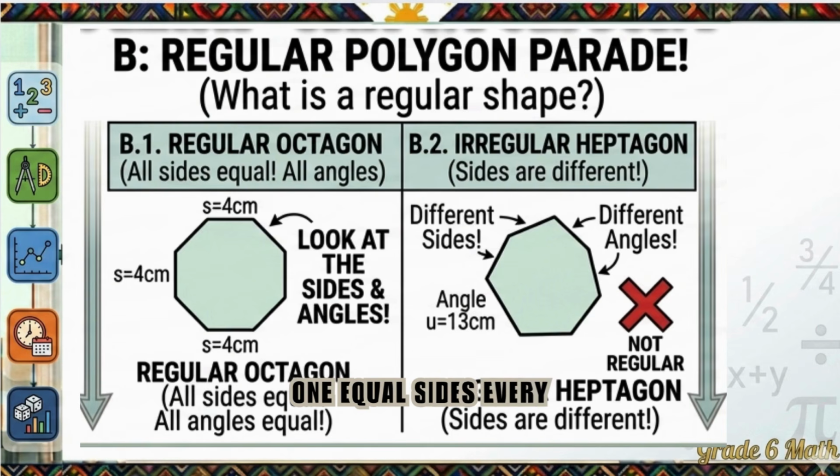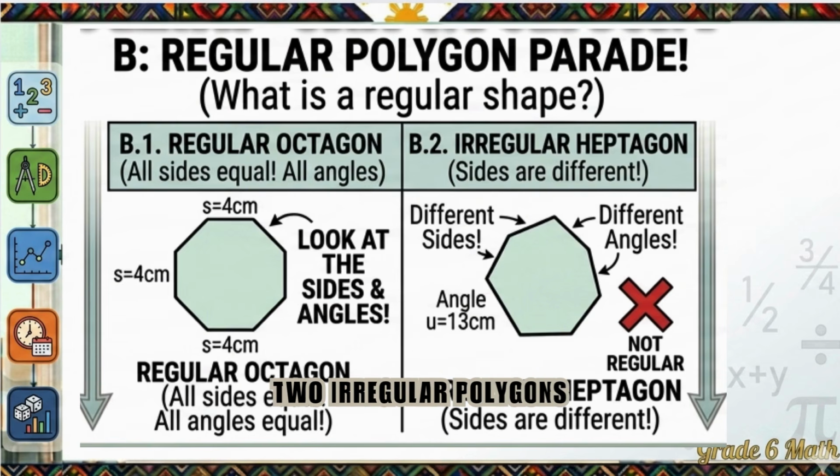Test 1, equal sides. Every single side must be the same length, for example, all are 4 centimeters. Test 2, equal angles. Every corner must open up at the exact same angle. Example from your image, the regular octagon. Notice how it looks very balanced and symmetrical. If you turned it, it would look exactly the same from every side.